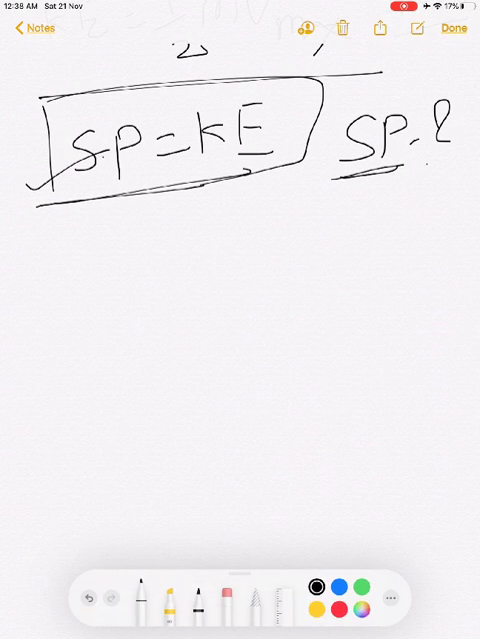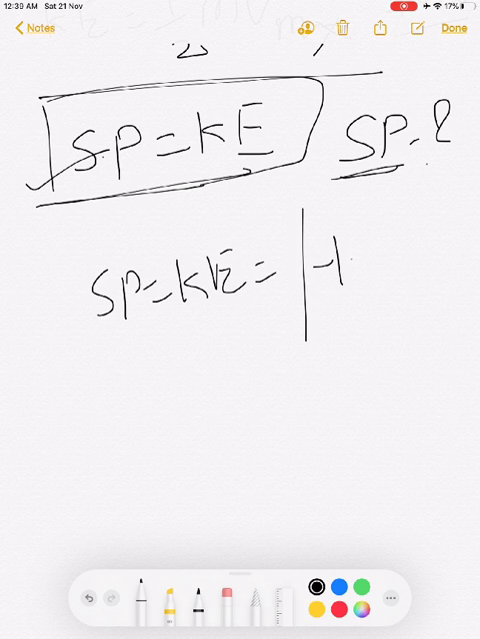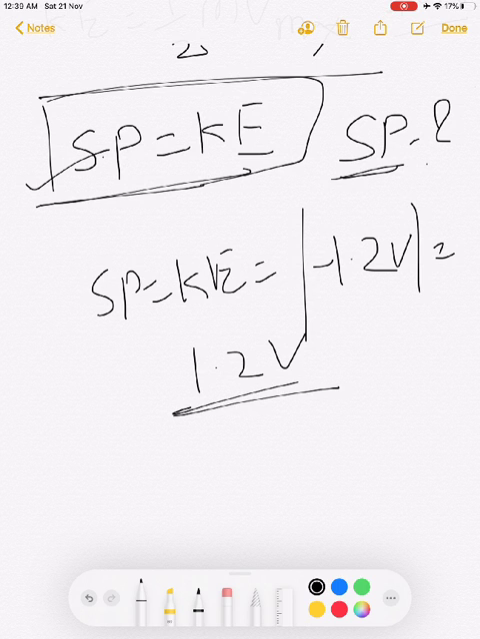So again, the kinetic energy is equal to the stopping potential. Due to the negative charge we will take its modulus. So the stopping potential, which equals the kinetic energy, because of the negatively charged electron, is the modulus of the value, 1.2 volt. So we got the second quantity also, and it is equal to 1.2 volt.